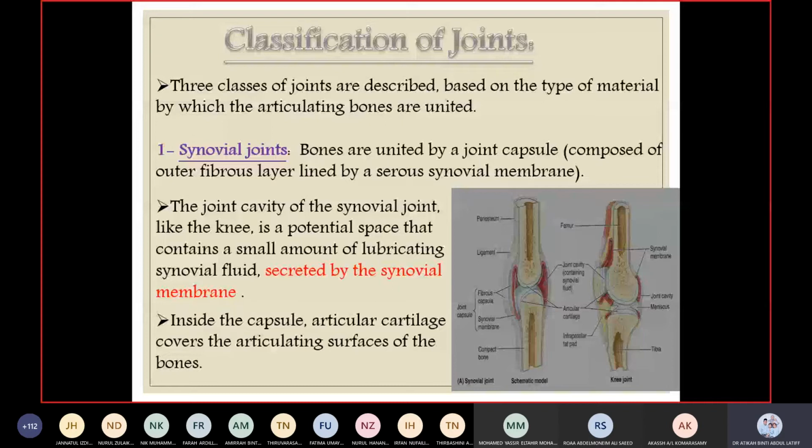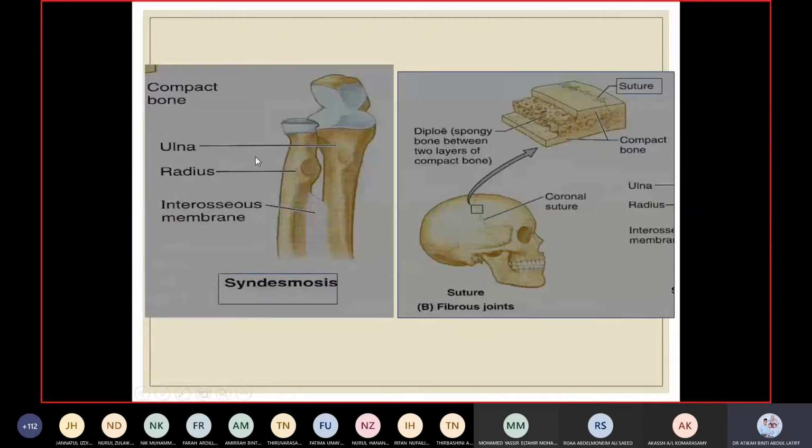Next is the fibrous joint. As the name suggests, the bones are united by fibrous tissue. For example, here we have syndesmosis, where the example is the interosseous membrane. You can find this interosseous membrane between your ulna and radius. Your sutures are also considered a fibrous joint because you have fibrous tissue in between the sutures.